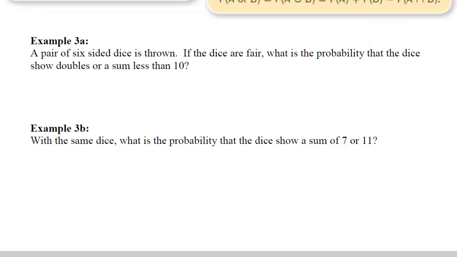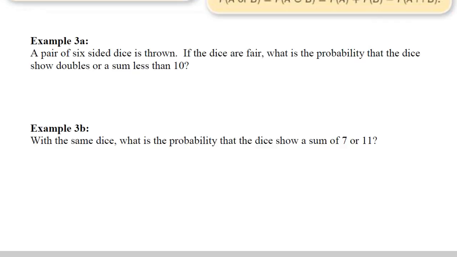I want you to take a second and look at your dice card, and think, is there overlap? What would that look like in this situation? Well, that would be having doubles that are less than 10. Because you have one element that's trying to find the probability that we have doubles. The other element is that we have a sum less than 10. So the overlap is going to be both of those happening at the same time. We have doubles less than 10. And with looking at the card, you should recognize that yes, there are doubles less than 10.